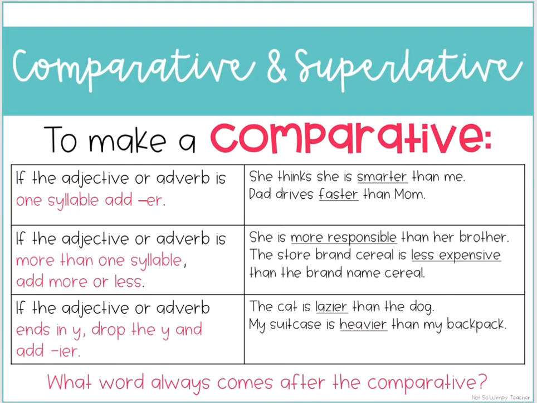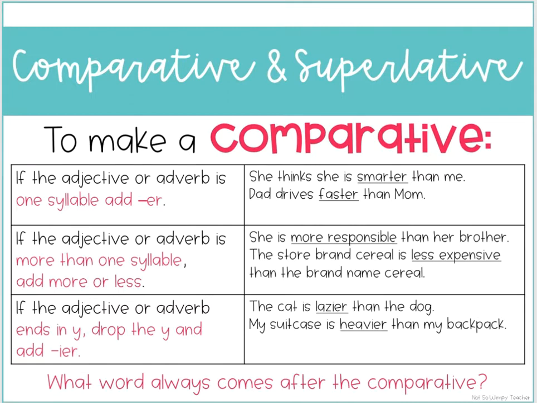To make a comparative, if the adjective or adverb is one syllable, you add an er. Some examples are, she thinks she is smarter than me. Dad drives faster than mom. The word smart is just one syllable. It's when you clap your hands. Fast is one syllable. So you would add er.